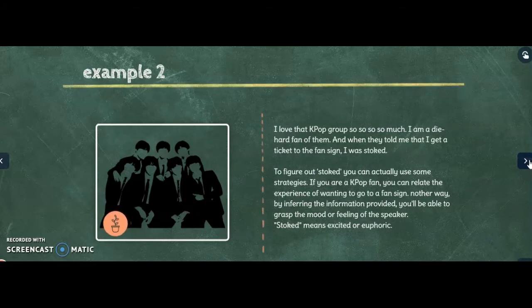Another example, I love that K-pop group so much. I'm a die-hard fan of them. And when they told me that I get a ticket to a fan sign, I was stoked. To figure out stoked, you can actually use some strategies. If you are a K-pop fan, you can relate the experience of wanting to go to a fan sign. Another way, by inferring the information provided, you'll be able to grasp the mood or feeling of the speaker. Stoked means excited or euphoric.